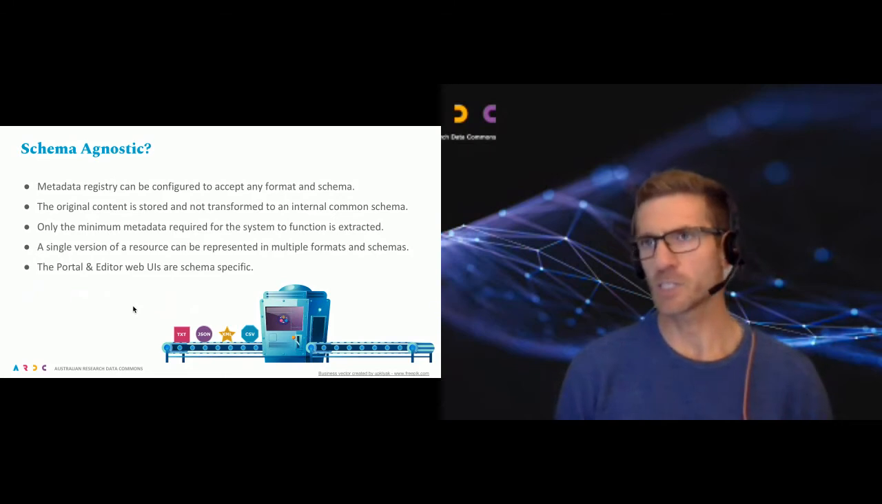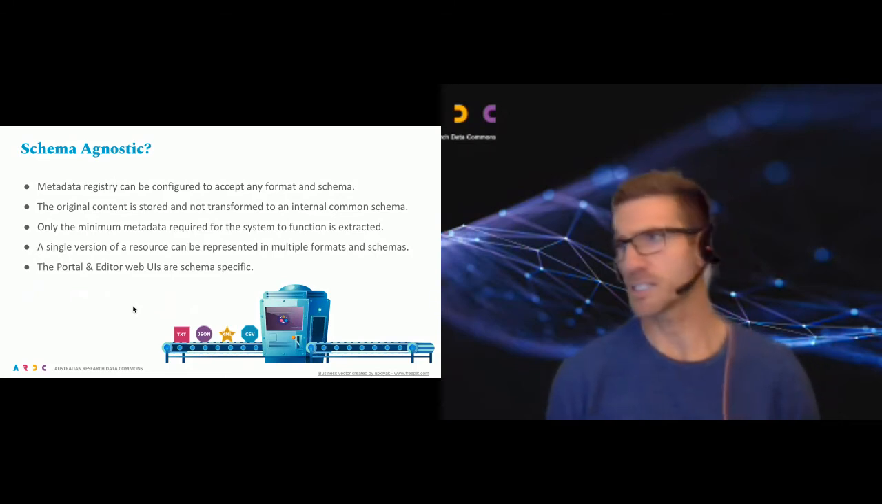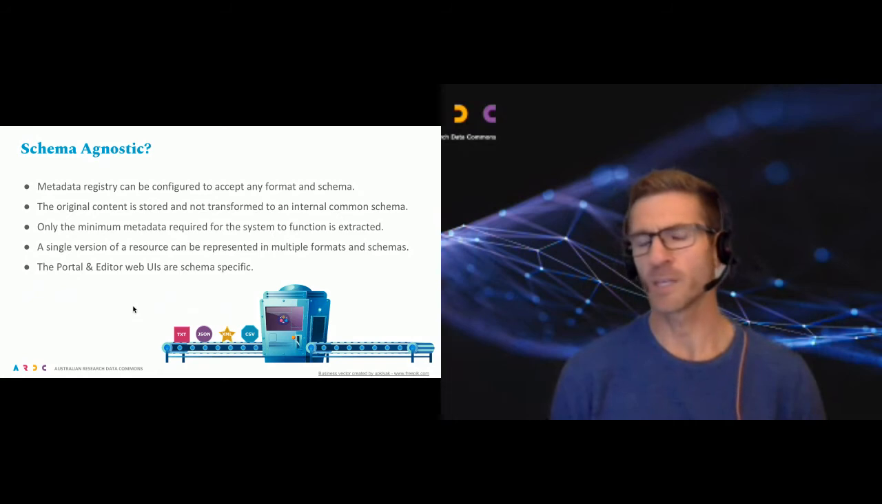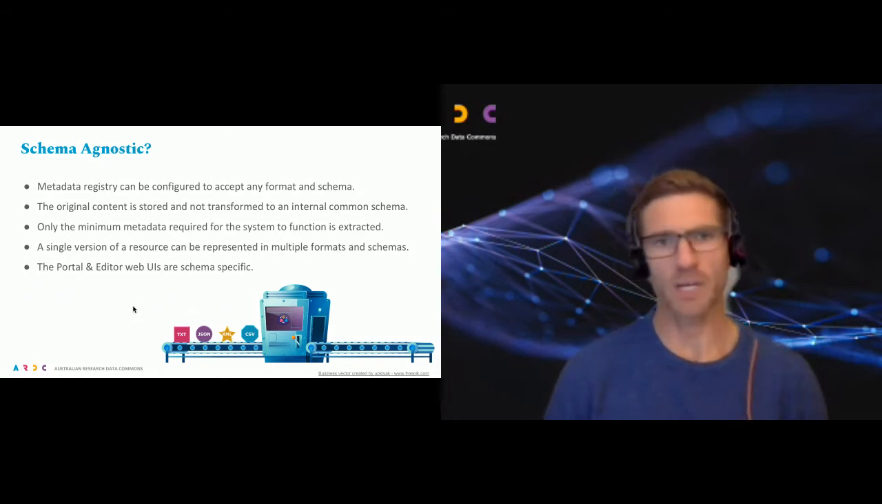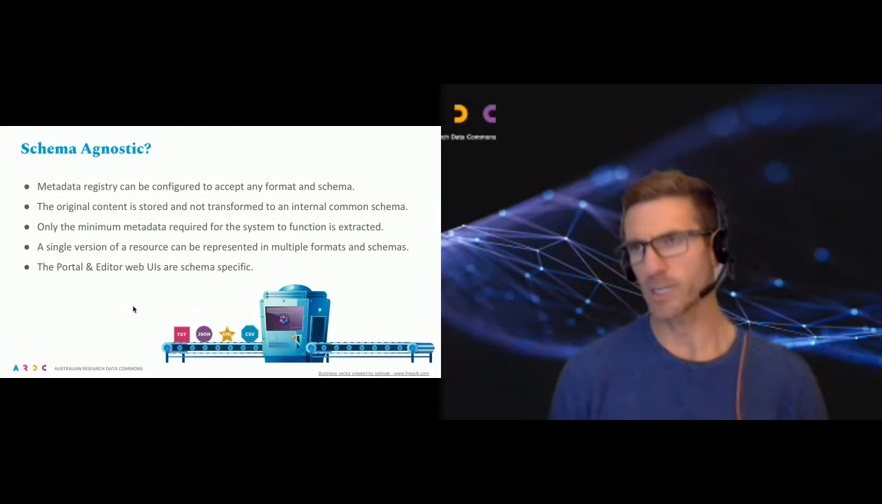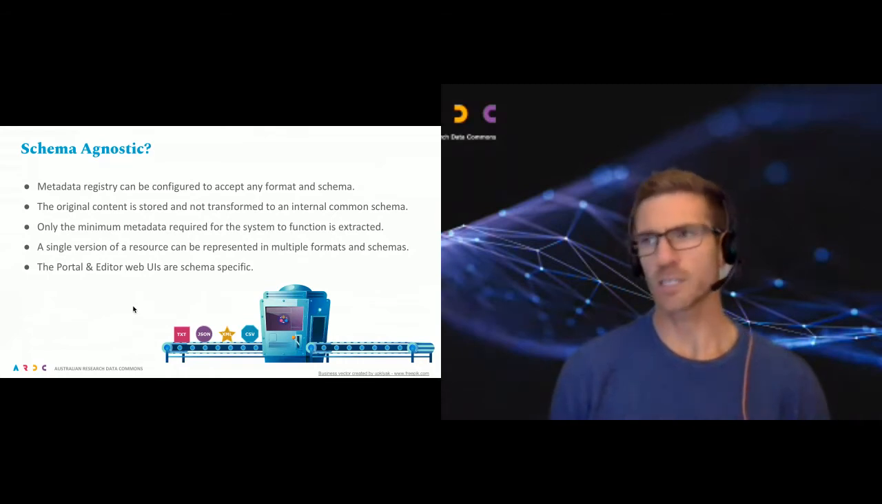So basically the registry component can be configured, as I said, to accept any format and schema. The content that we're provided by the clients that are minting an IGSN or creating a resource is stored and not transformed into a single schema. So we're not losing any information, and we have the richest information possible to either develop services on top of or pass down to third-party service providers. We're only extracting the minimum metadata that's required for the service to operate. So that's things like titles, the status, the visibility of the IGSN resource, etc.